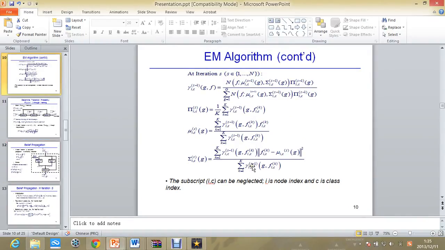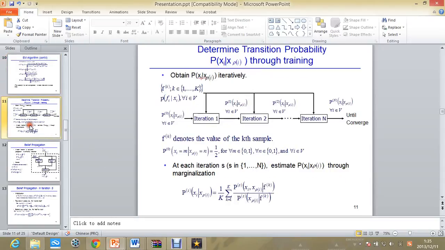After the likelihood is obtained by the iteration of the EM algorithm, next we need to deal with the transition probability. Also, we need to obtain the P of xi given x rho i iteratively.